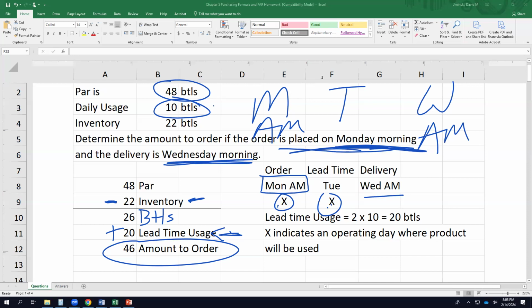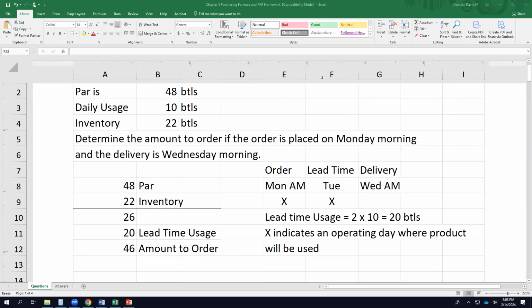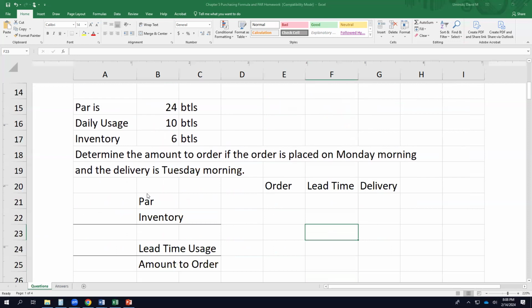Oh, BTLS, sorry, bottles. BTLS. No, you're fine. It does look like BHS. Let's do another example. My par is 24 bottles. My daily usage is 10. My inventory is 6.